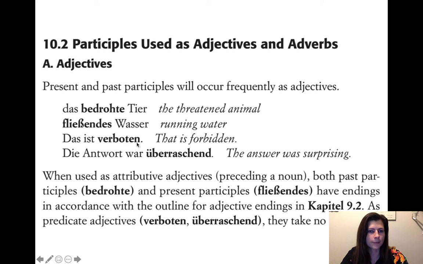And then das ist verboten. So this one, it's a past participle, and it's just being used as an adjective, but it's not right before its noun, so it doesn't need an ending. It's just a normal adjective hanging out after the verb. And then this one's the same.